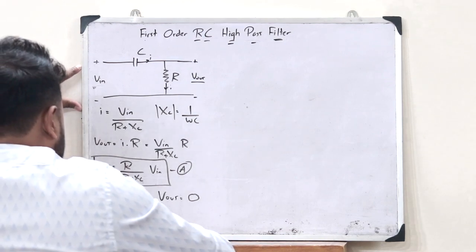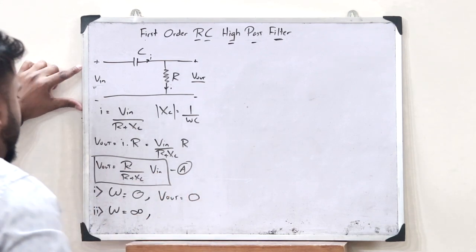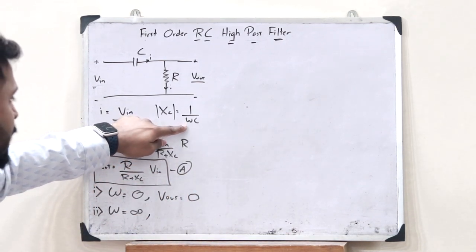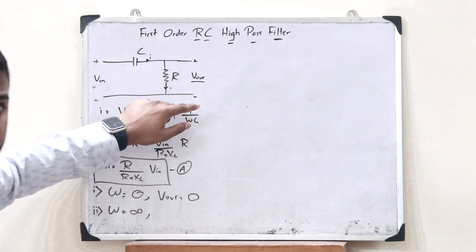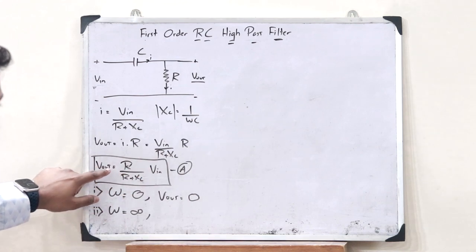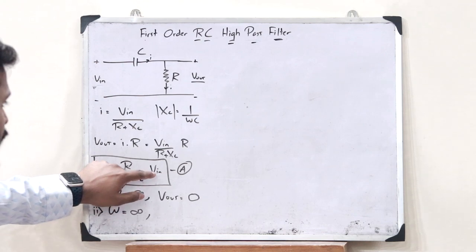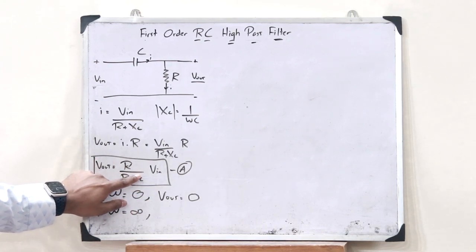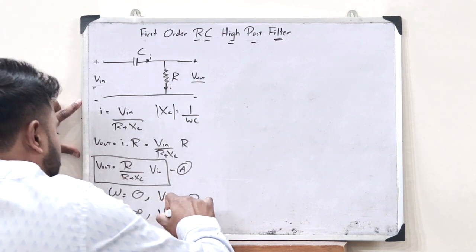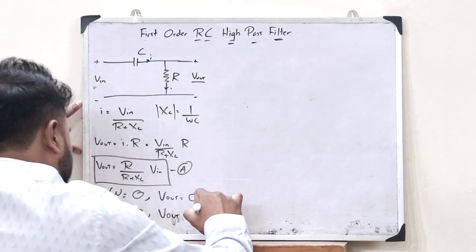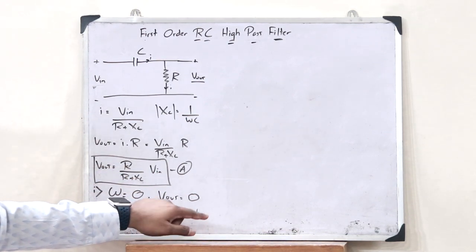In the second case, when the value of omega is equal to infinity, XC is equal to 1 divided by infinity, which is equal to 0. So if this is 0, then the output voltage V out is equal to R divided by R plus 0 into V in. If this becomes 0, then this R and this R cancel, and therefore we have V out is equal to V in. That is, the output voltage is equal to the input voltage.